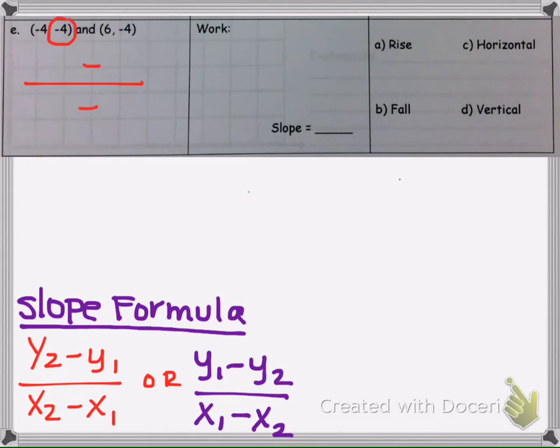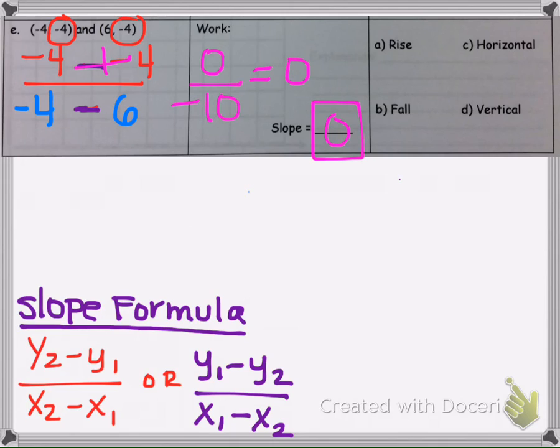So we're going to subtract the y's. We're going to subtract the x's. So in the numerator, we have -4 minus a -4. That's 0. -4 minus 6, that's -10. And 0 divided by -10 is 0. So your slope is 0. So don't put none. The slope is 0. So that tells us the line doesn't rise, it doesn't fall, but the line is horizontal.